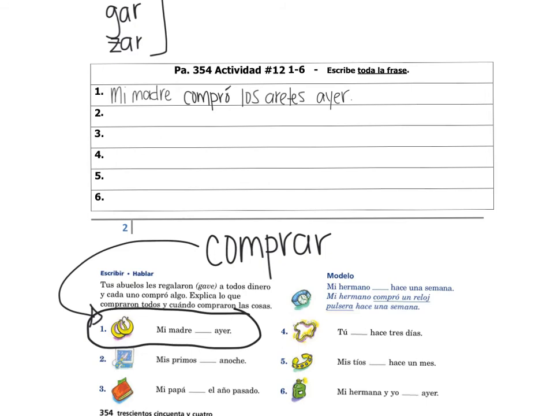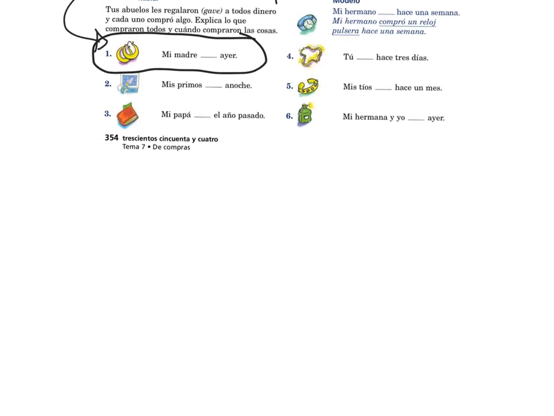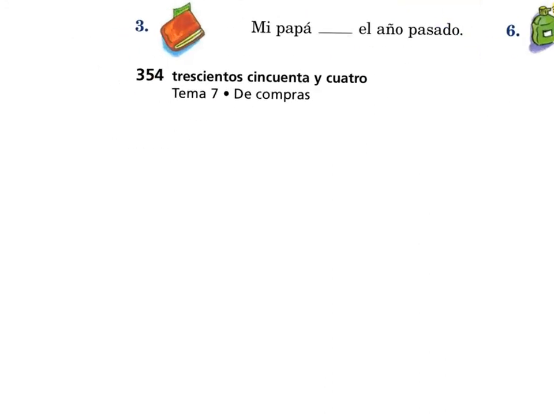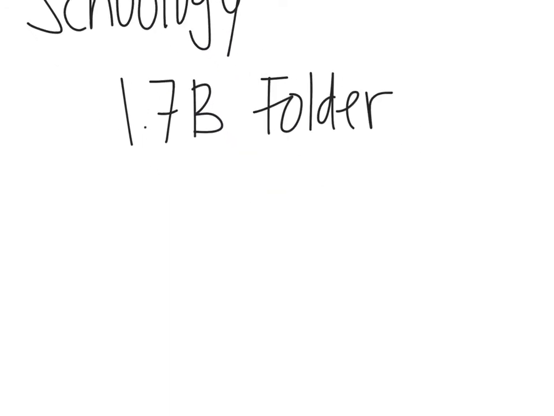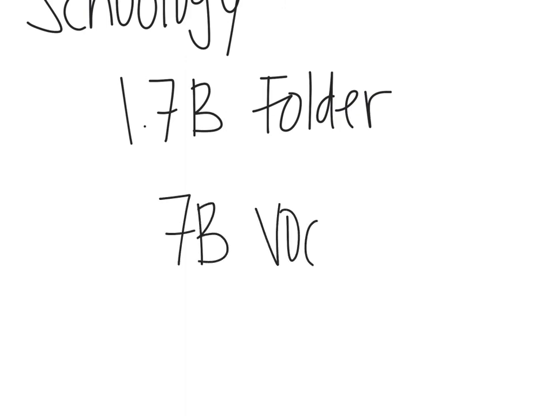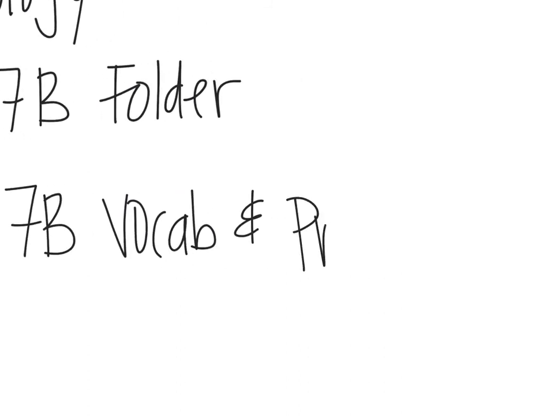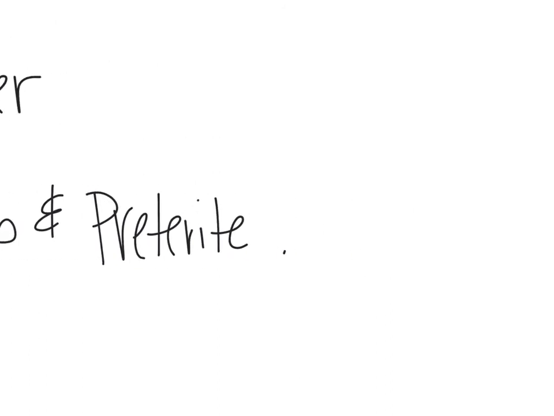And then one more thing. Here is your assignment. Schoology. Under the 1.7b folder, there is an assignment called 7b vocab and preterite AR practice.